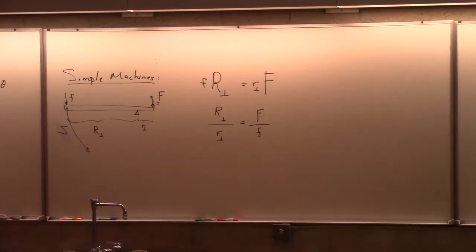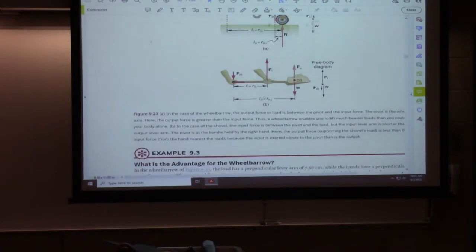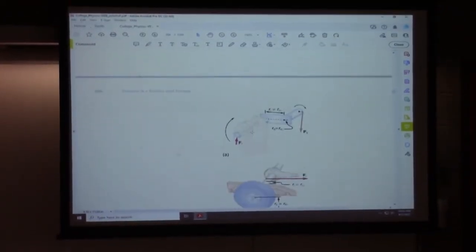Now, your author shows kind of another leverage system. It's a pulley leverage system. It's a little different.